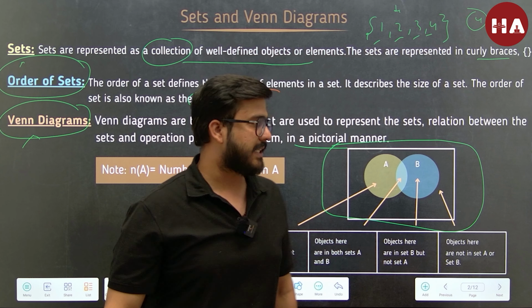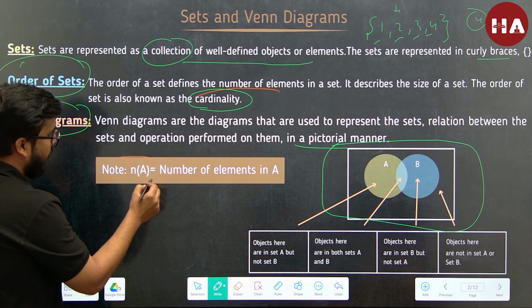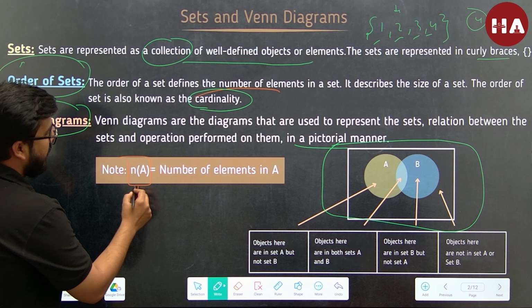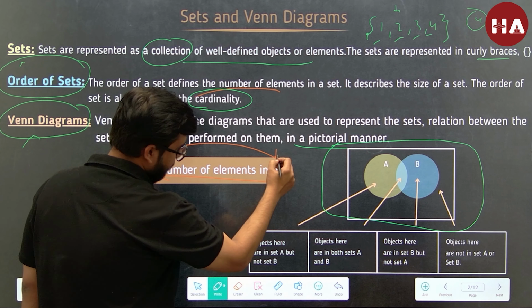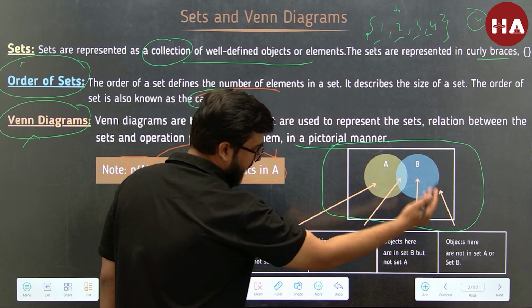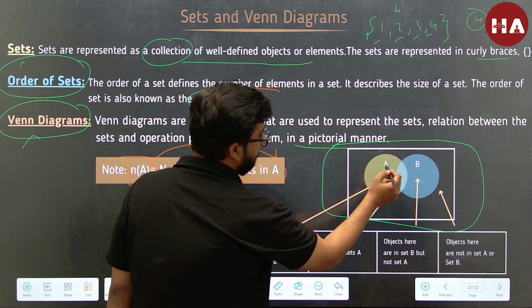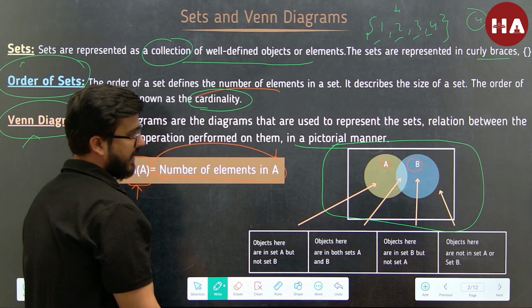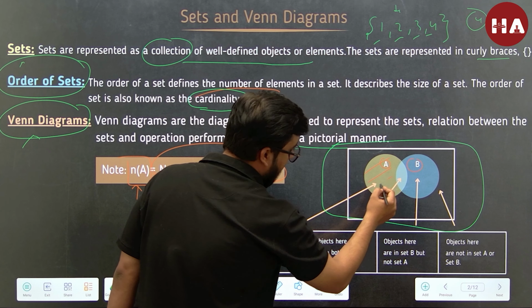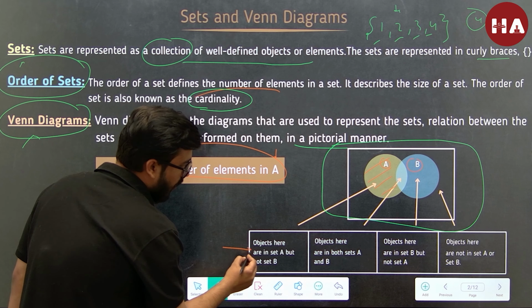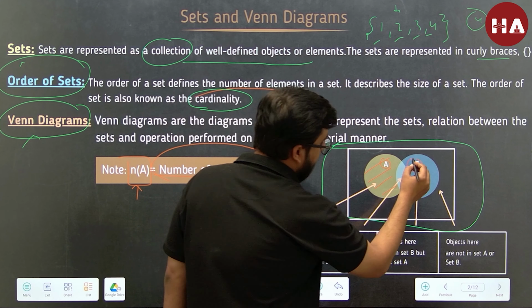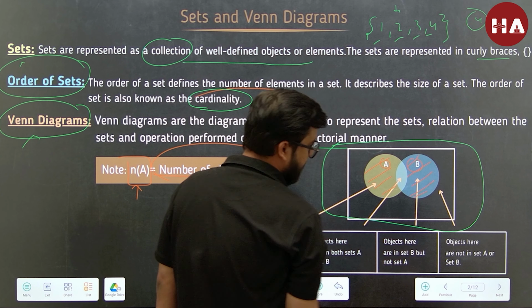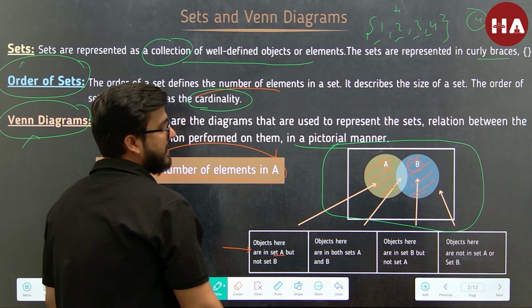Here you can see that if we denote n(A), it represents the number of elements present in the set A. So this is a Venn diagram as shown. There are two sets A and B. This portion that is marked shows that these objects are in set A but not in set B. Similarly, this area represents the elements that are present in B but not in A.